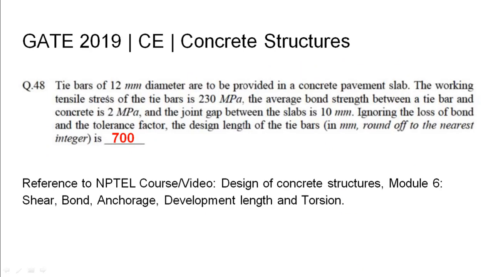So tie bars of 12 mm diameter were provided in a concrete pavement slab. The joint gap was given, and the bond strength of the tie bar and concrete and tensile stress of the tie bars were given. The design length of the tie bars was found out as 700 millimeters. The relevant NPTEL reference has been cited.